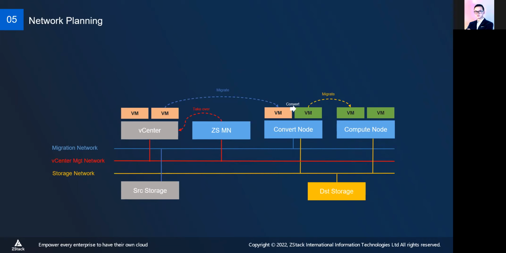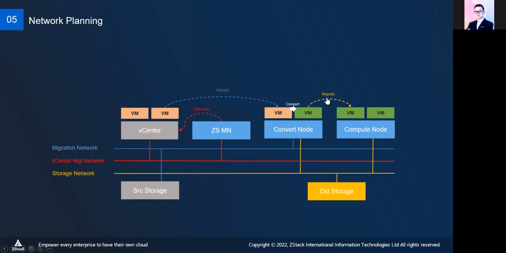Finally, ZStack will first take over the vCenter. Then the ZStack management node will conduct this migration from the vCenter, and migrate the ESXi virtual machine from the VMware storage to the ZStack convert node through this migrate network, and do the image conversion in this convert node.